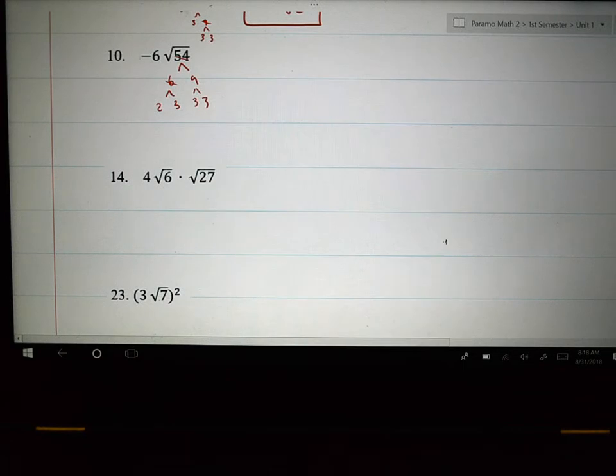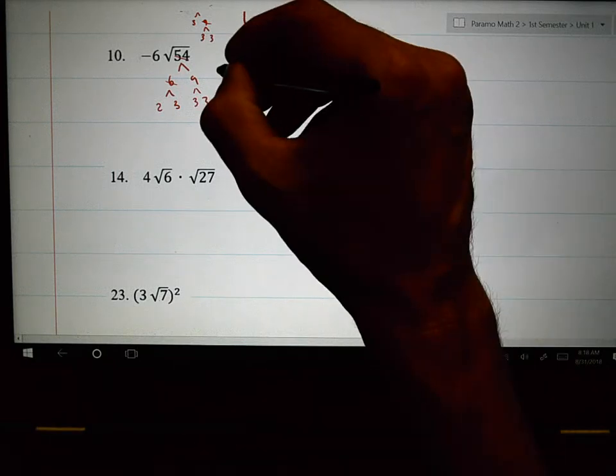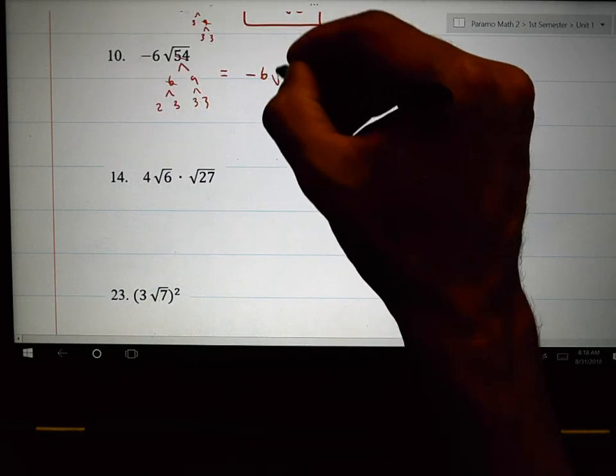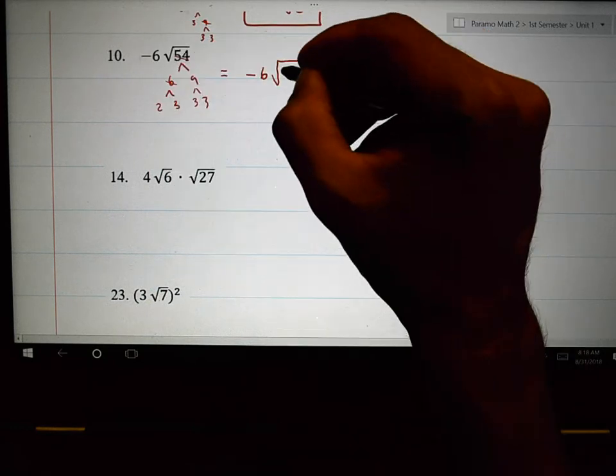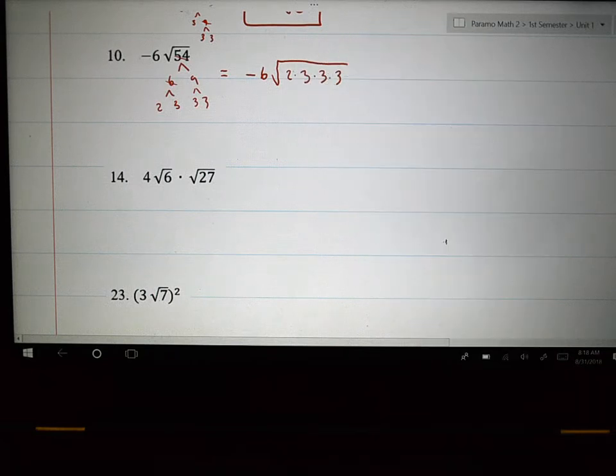What I want you to think of is that everything that's a part of the factor tree is underneath that radical symbol. So the -6 that's out in front is outside, and what's inside this radical, what's inside this jail, are these numbers: the 2, the 3, the 3, and the 3. And this problem's pretty simple after that.